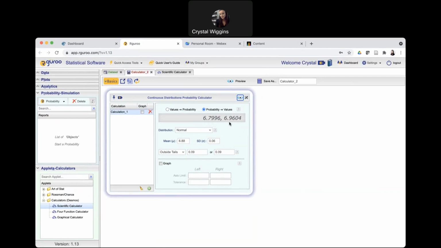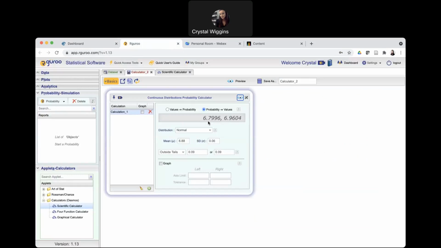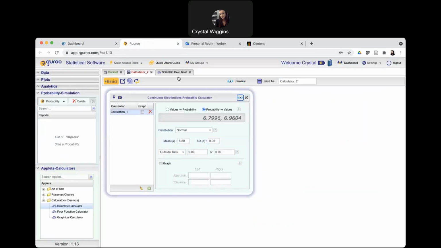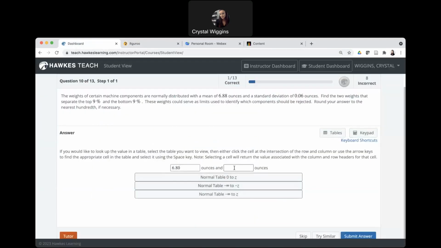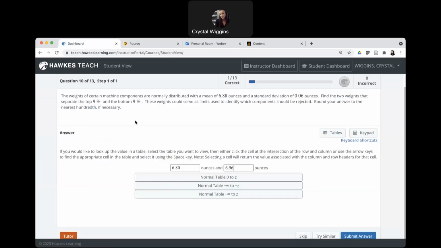If I was rounding to 1 decimal, I don't know how many decimals it wanted. Let's see. 100th place, which is 2 decimal places. So I would be typing in 6.80 because it rounds to 6.8 when I round to 2 decimal places. And this one would be 6.96 as my upper limit. Did I say 6.98? I already forgot. 6.96. There we go. Glad I checked.